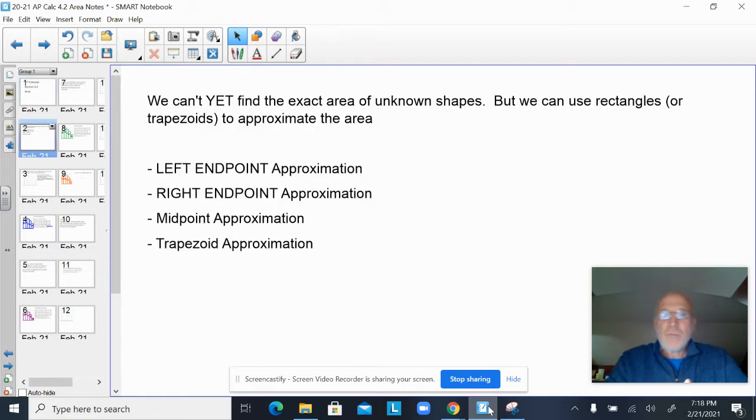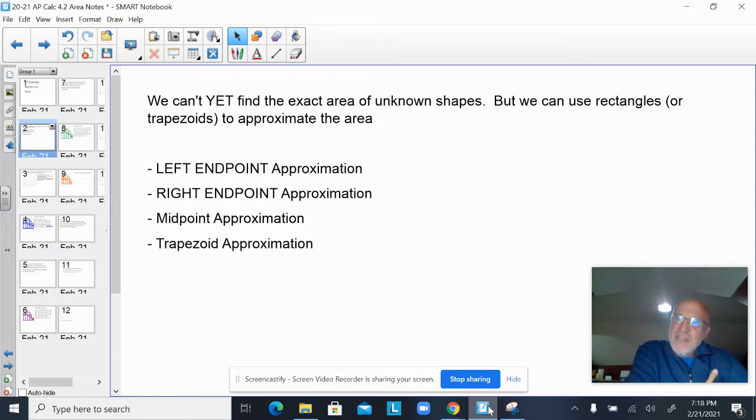One of the things that I told you on the first day of school that calculus would allow us to do is to find areas of unknown shapes. And we know how to find areas of rectangles, parallelograms, trapezoids, triangles, circles. But if it's just some generic function, a trig function, or a parabola, and I want to find area underneath the curve, we don't know how to do that yet. Turns out calculus will do that for us.